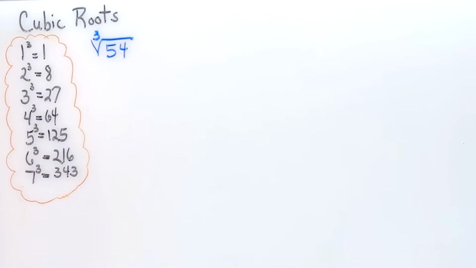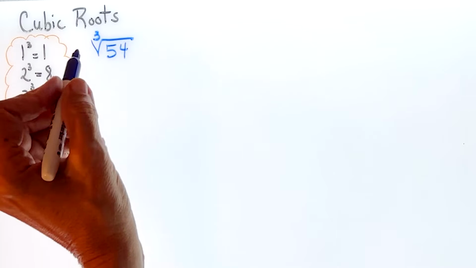So I've just listed the first 7 for a quick reference, but these are ones that usually people know, 1 through 6, because it's easy to simplify them. So the first problem is the cubic root of 54.